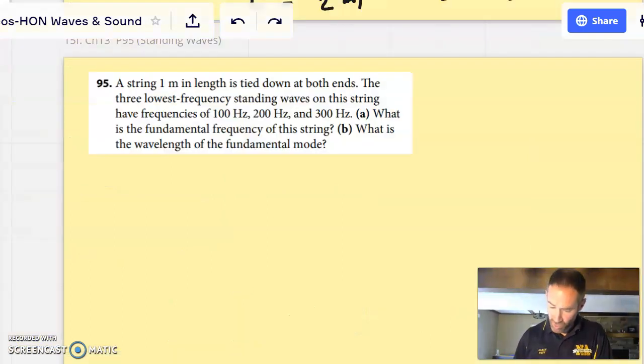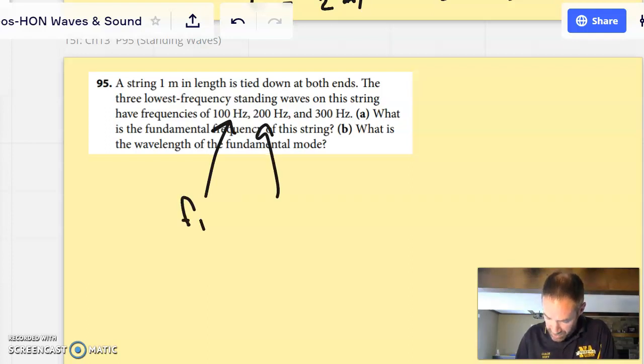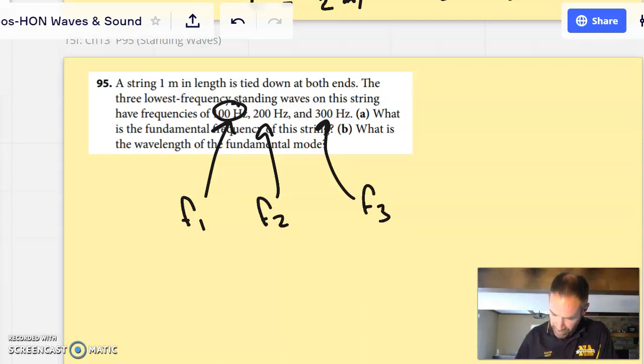95 says a string that's 1 meter long is tied down at both ends. The 3 lowest frequency standing waves on the string have frequency of 100, 200, 300 hertz. What's the fundamental frequency of the string? Well, it's definitely 100. The smallest frequency that gives you a standing wave is the fundamental frequency, so that's frequency 1. This must be frequency 2, and I'm happy that that's two times the fundamental frequency, and this would be frequency 3. So 100 is the fundamental.